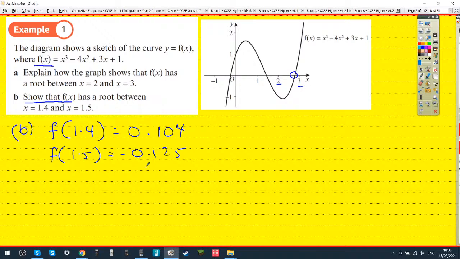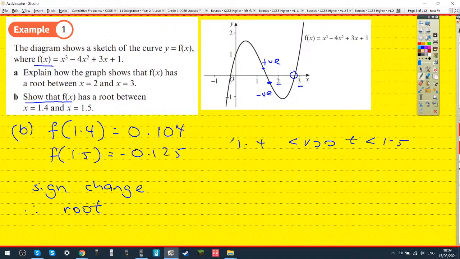Because it's the sign changes from positive to negative. They're referring to this root here. It was positive at 1.4, then it's negative at 1.5, and so at some point it must have been 0. It must have been 0 somewhere in between. So basically there's a root in between 1.4 and 1.5, however you'd say that.